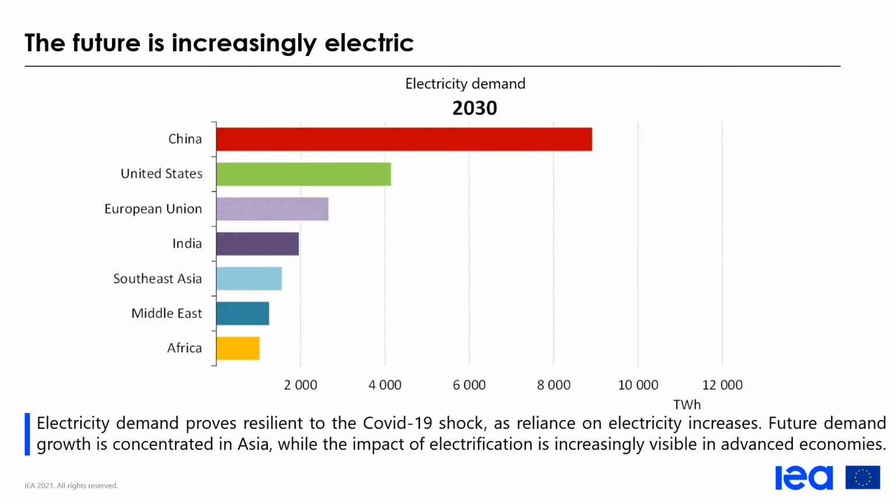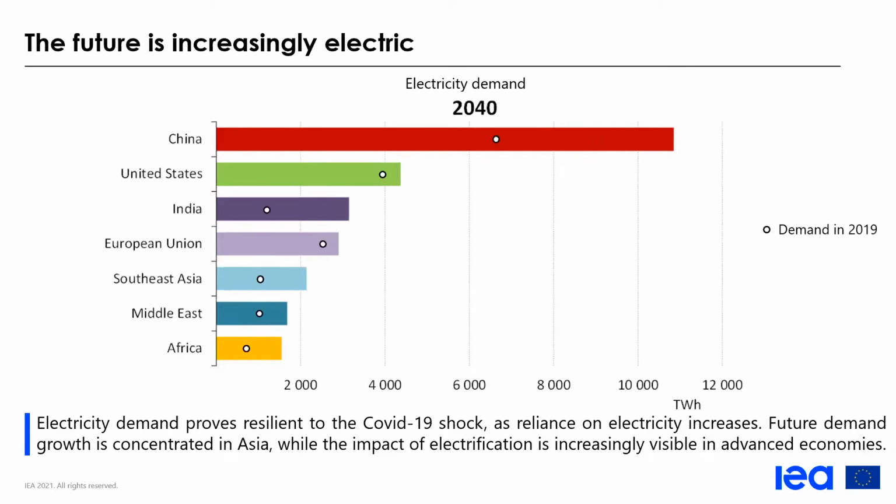From the early 2020s, we really expect electricity to play a more central role in meeting energy needs and outpacing demand growth for any other fuel. So let's look. You have seen how electricity has evolved to 2030 and 2040. We would expect that China would lead the growth, with demand doubling between 2020 and 2040. We could also see the doubling of electricity demand in Africa.